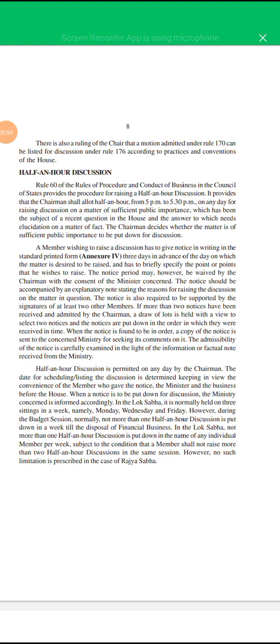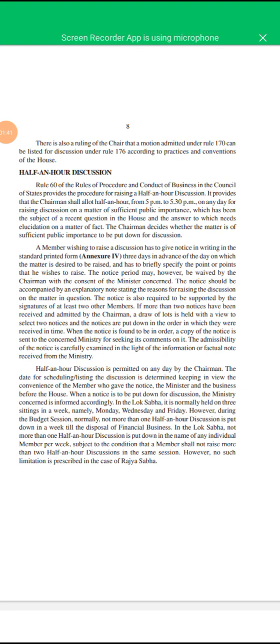The chairman decides whether the matter is of sufficient public importance to be put down for discussion. A member wishing to raise a discussion has to give notice in writing in the standard printed form 3 days in advance of the day on which the matter is desired to be raised and has to briefly specify the point or points that he wishes to raise. The notice period may however be waived by the chairman with the consent of the minister concerned.